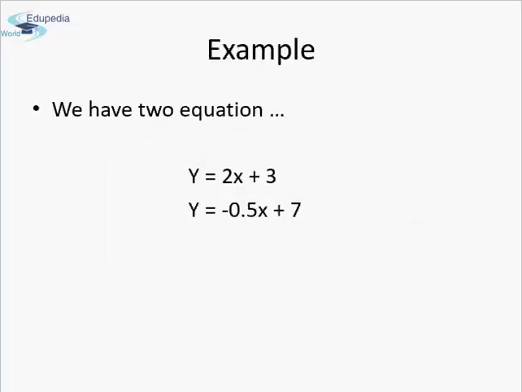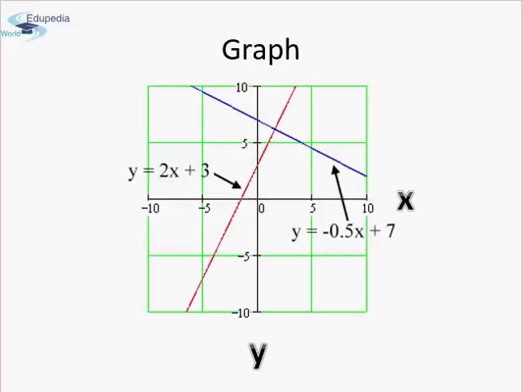Now if you see this example, this is a pretty common, easy example. We'll be doing more examples afterwards as well. So the first thing that you have to do is plot these two lines on a graph. Now you see, this is a graph. You have y equals 2x plus 3 over here, and you have y equals minus 0.5x plus 7 over here. So these are the two lines. Now they intersect over here.